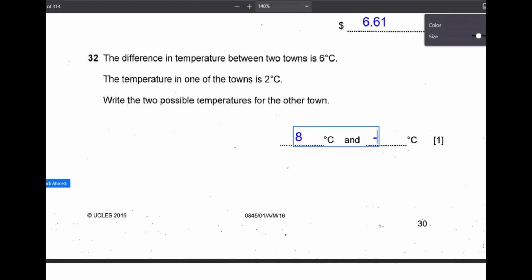Why so? Because when I say difference between them, either it's going to be 2 plus 6, that gives you 8, or it's going to be 2 minus 6, which gives you -4. So that's how you find the difference between them.